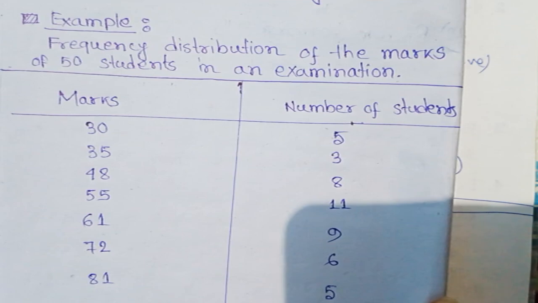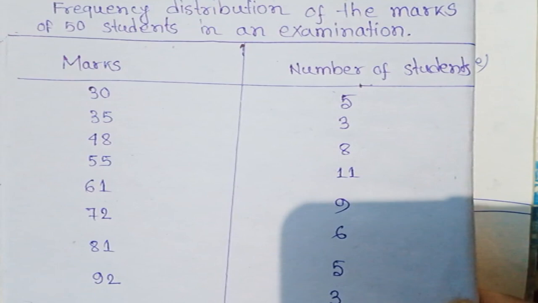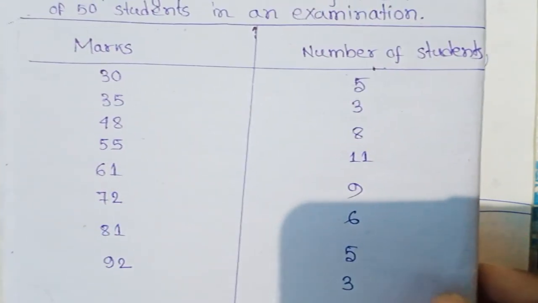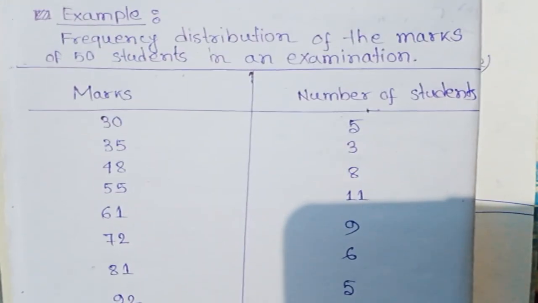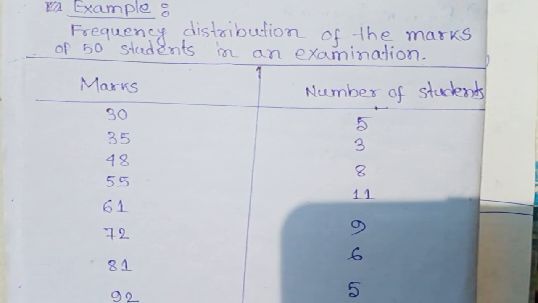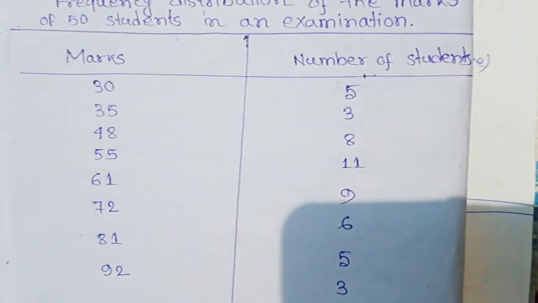As I said, in this case the marks are 30, 35, 48 up to 92. These marks are obtained by 50 students of a class in an examination. Okay, so how many students got 30 marks? 5 students. How many students got 35? 3 students.